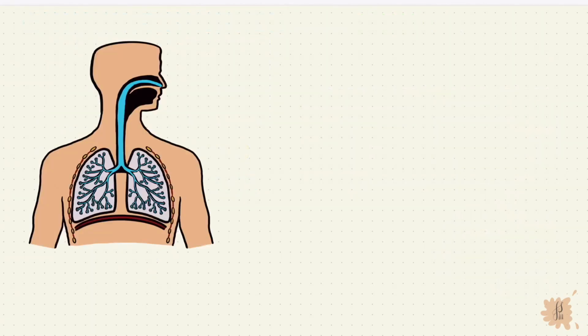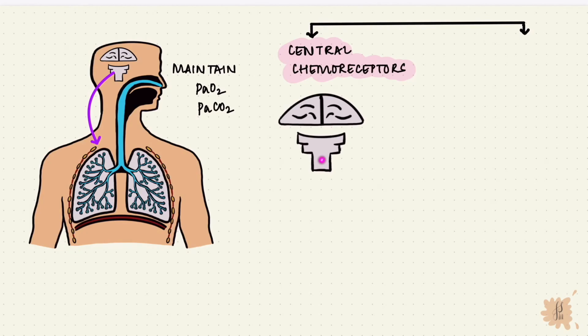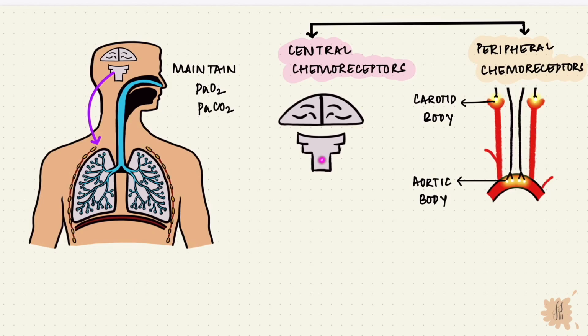Respiration is controlled by the central nervous system to maintain a constant arterial oxygen and carbon dioxide level. It's regulated by central chemoreceptors, which are in the brainstem, and peripheral chemoreceptors in the carotid and the aortic bodies. The central chemoreceptors respond to changes in the hydrogen ion concentration in the CSF, and the peripheral receptors to changes in the partial pressure of arterial oxygen, also the hydrogen ion concentration and the pH of blood.